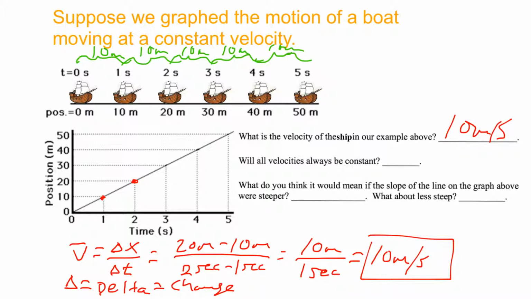Yes. But now real life, will all velocities always be constant? Or can a velocity change? Can an object speed up or slow down? Yes, an object can speed up or slow down, so no, all velocities will not always be constant. What do you think it would mean if the slope of the line on the graph were steeper?